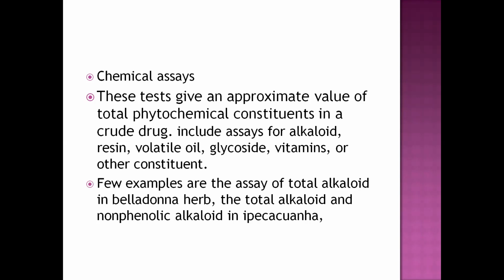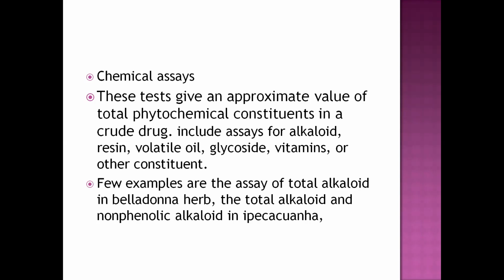A few examples I've got here. These are the assay of total alkaloids in the belladonna herb. Belladonna is Atropa belladonna and belongs to the family Solanaceae. In this, you have to determine the total amount of alkaloid, whether it is tropane alkaloid or any other kind of alkaloid. We have to assay the alkaloid content.